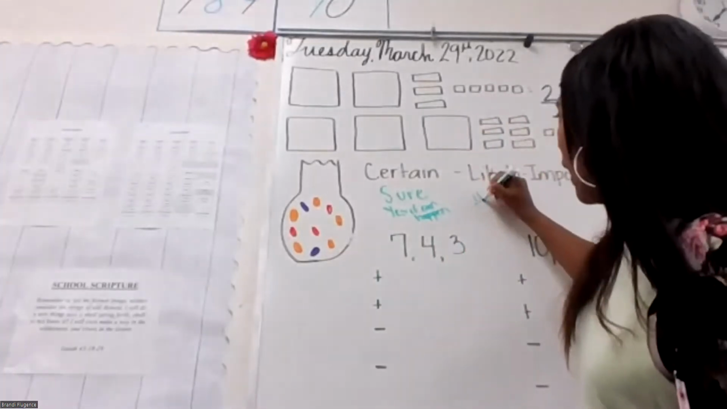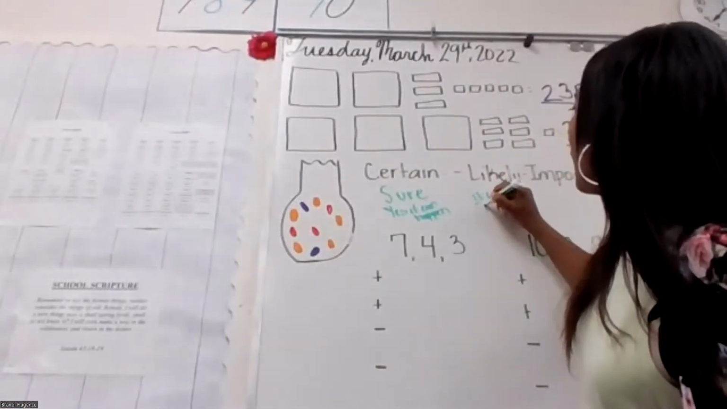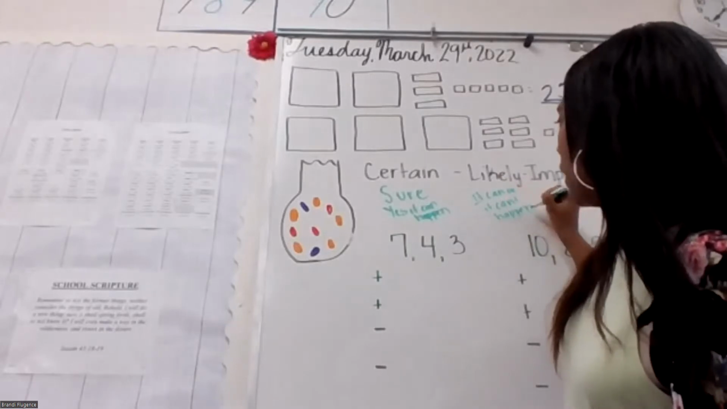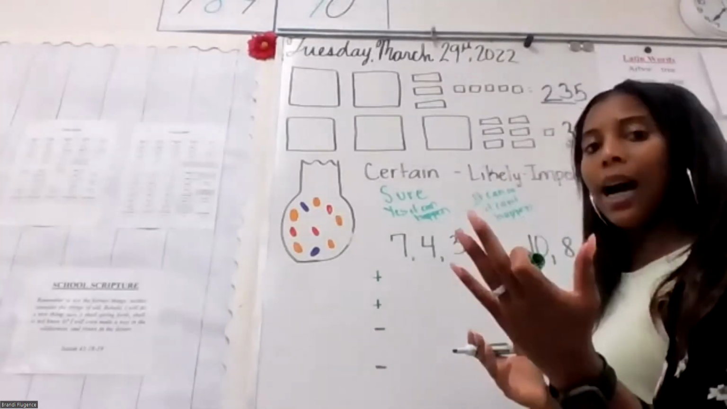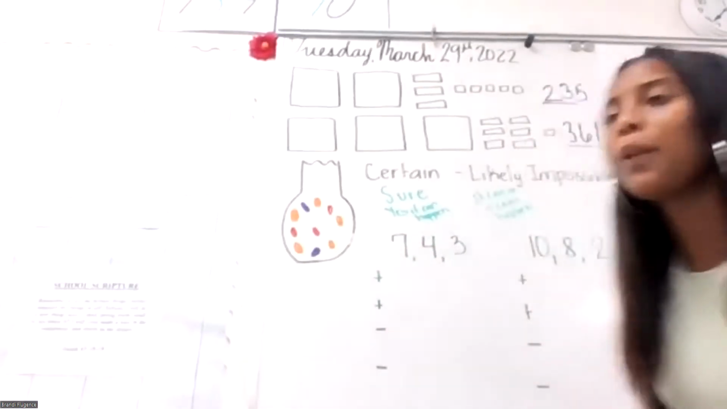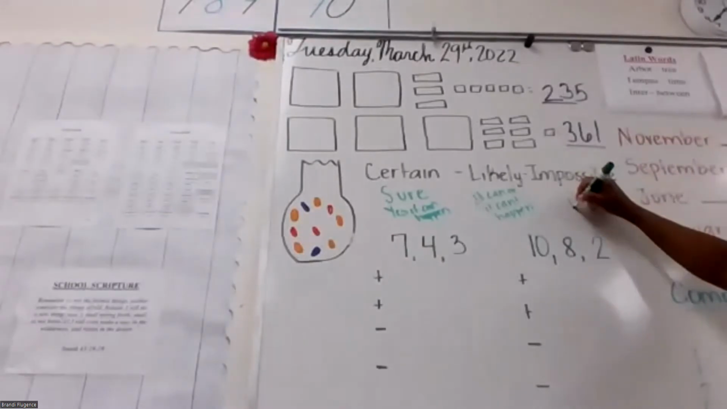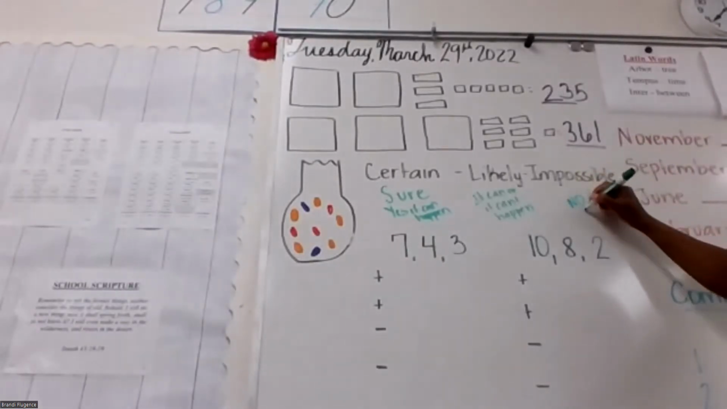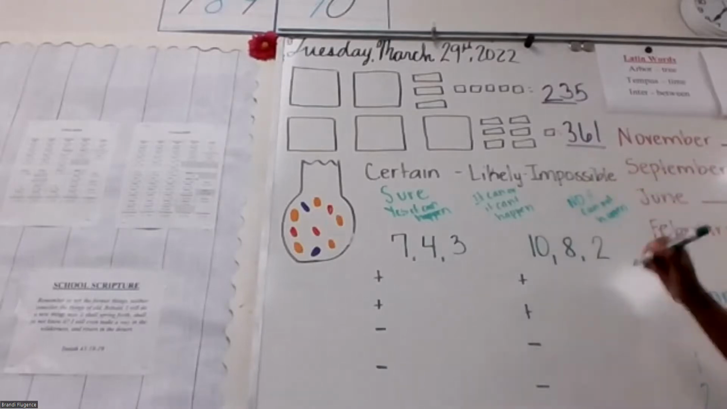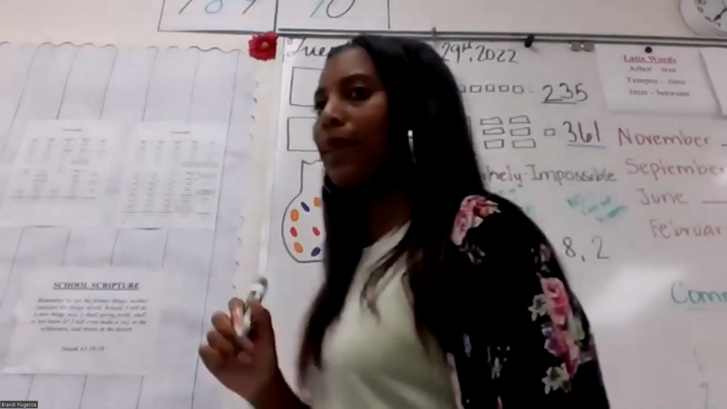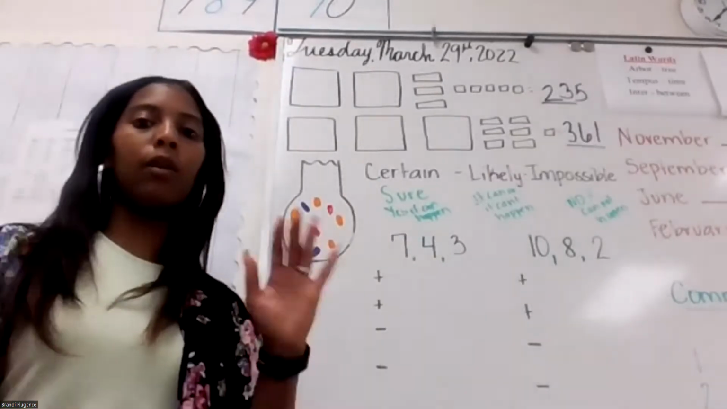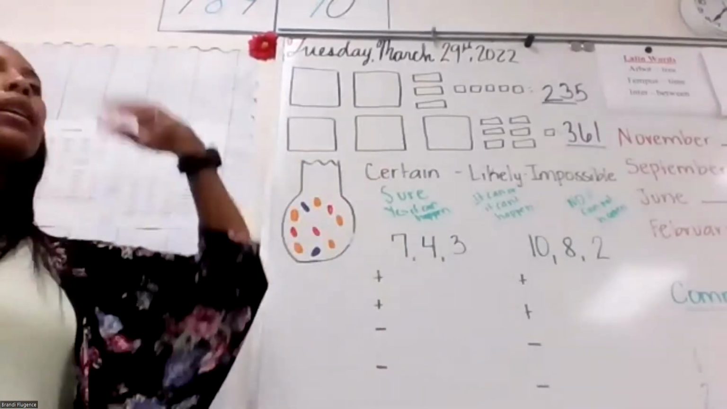Likely means it can or it can't happen. It depends. It could, it could not. It's likely though, but it could go either way. And then we have impossible, which means no, it cannot happen. Okay? So we have certain, likely, and impossible. Certain means that you are sure that something will happen. Likely means it could go either way. And impossible means that it will not happen at all.